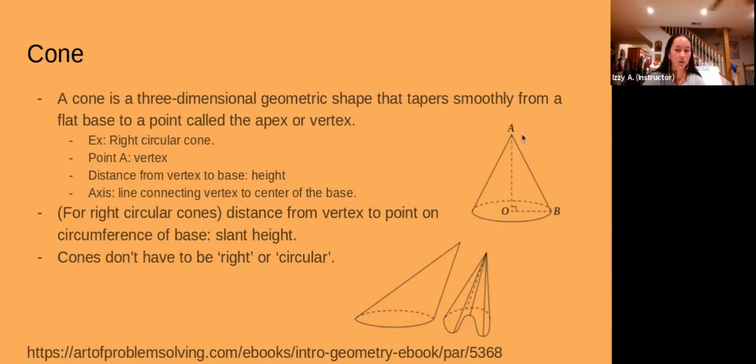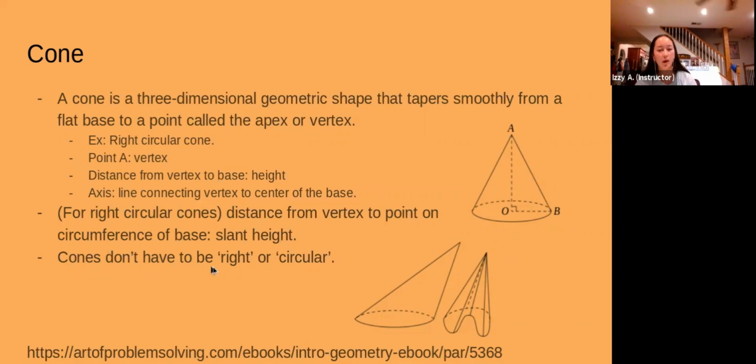And point A, that's the apex or the vertex. The distance from the vertex to the base is the height. And the axis is the line connecting the vertex to the center of the base. For right circular cones, the distance from the vertex to a point on the circumference of the base, in this case AB, or basically any point on the circumference connected to the vertex of the cone, is known as the slant height.